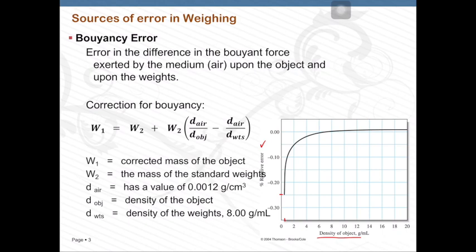At around 12 grams per ml, the buoyancy error is almost negligible. Take note that buoyancy error is mostly prominent if the objects that we are weighing have a very low density. Examples of those objects are volatile liquids such as alcohols, ketones, and other liquids.